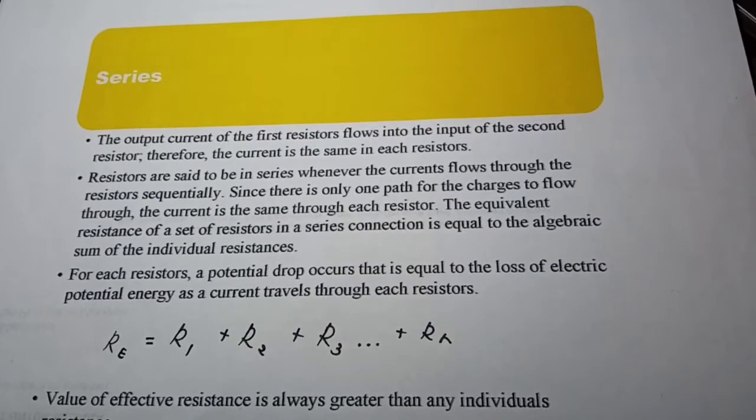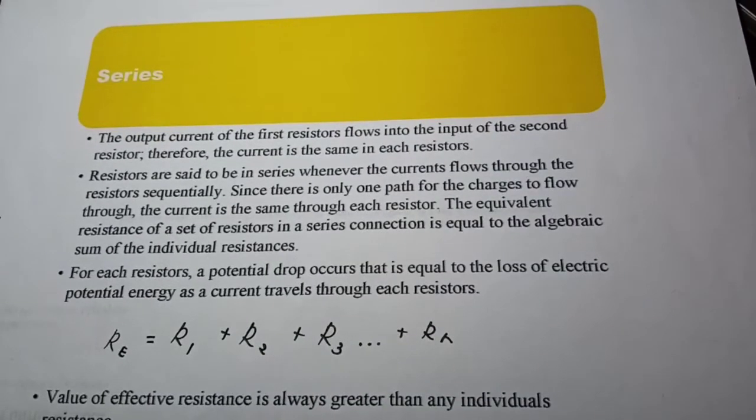For each resistor, a potential drop occurs that is equal to the loss of electric potential energy as the current travels through each resistor. To calculate effective resistance in series circuits, the sum of the resistors in series is equal to the effective resistance. The value of effective resistance in series circuits is always greater than any individual resistor.